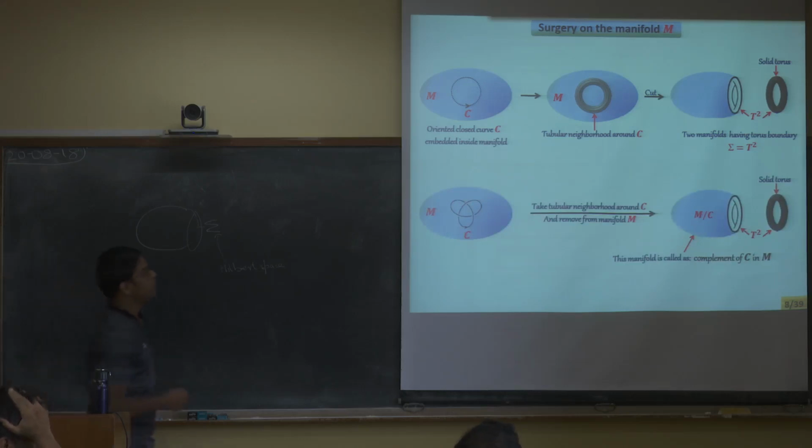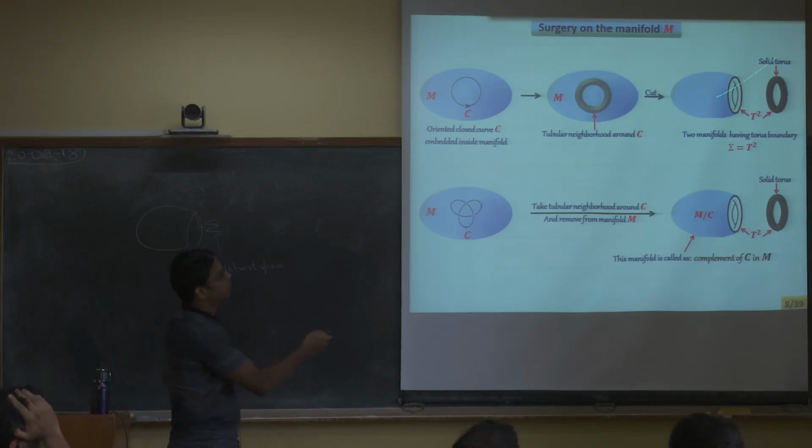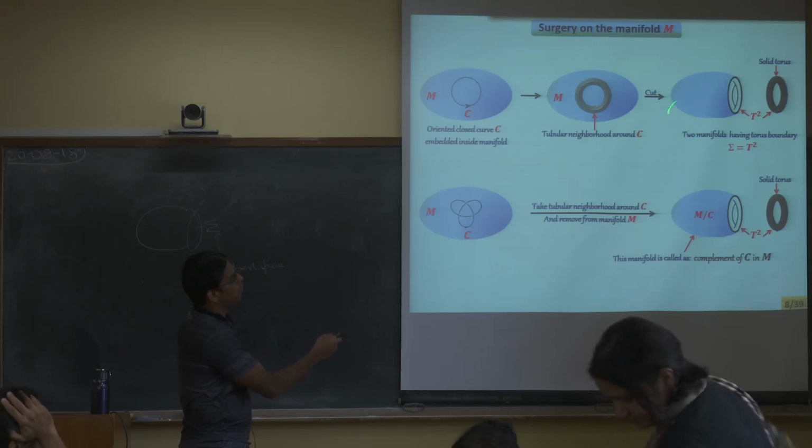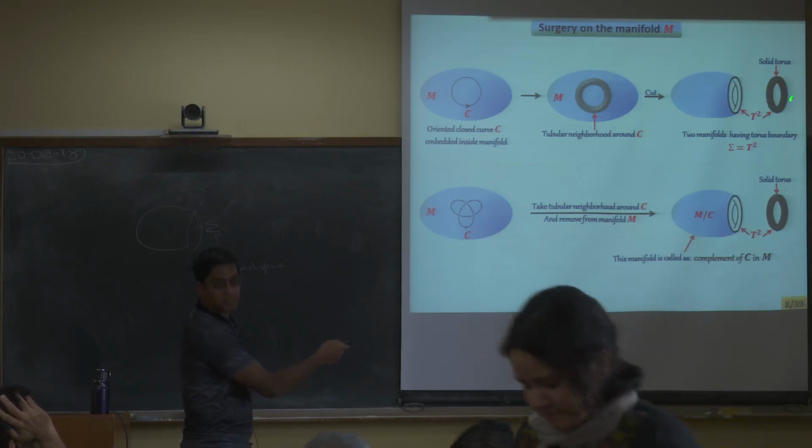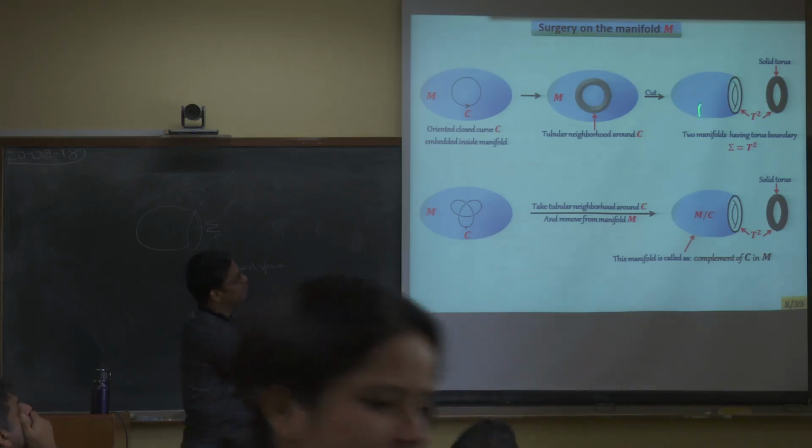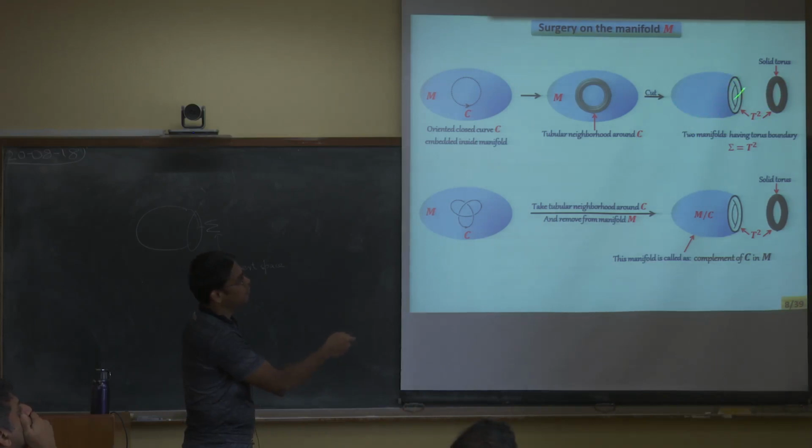Okay, so this is how we do the surgery on the manifold M. So let's take an oriented closed curve in the manifold M and take a tubular neighborhood around this curve and take it out from the manifold M. So this manifold will break into two parts. One is a solid torus and another is a manifold which has torus boundary. Both of them will have the same torus boundary T2.